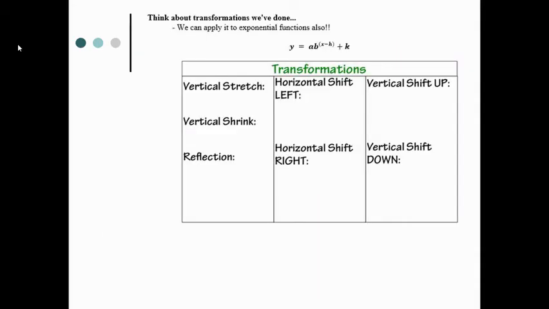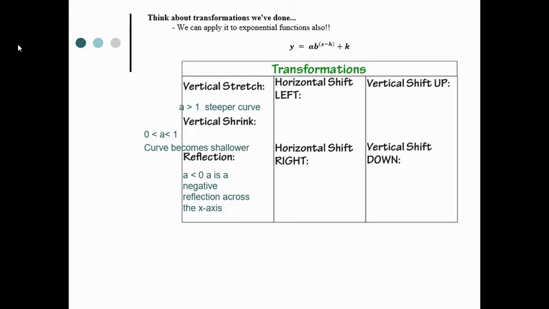Alrighty, let's think about the transformations we've done from the past and how it looks now. They're actually all the same. So a vertical stretch, where A is greater than 1, makes the curve steeper. If you have an A that is a fraction, then the curve becomes shallower. And our reflection is always given by, that's right, a negative.